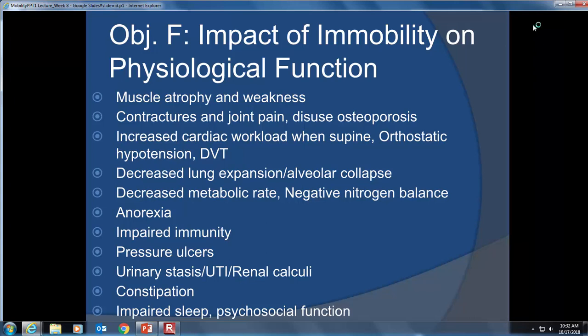The patient could lose their appetite, and this is called anorexia. Immunity could be impaired because there's a decrease in circulating antibodies in the bloodstream. We could get pressure ulcers or pressure injuries over bony prominences because of decreased blood flow to those areas, as well as the patient with immobility being less able to reposition themselves, so they're just kind of stuck there. We need to be diligent, frequently repositioning these patients to prevent skin breakdown for this reason.